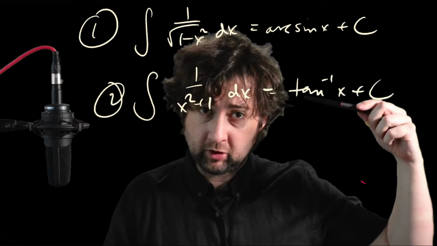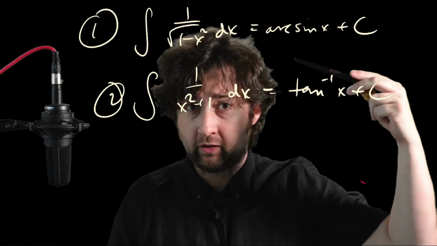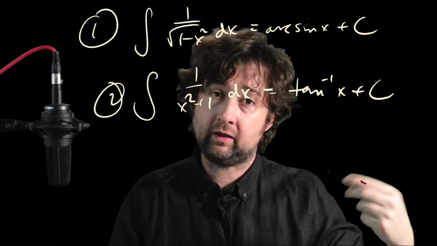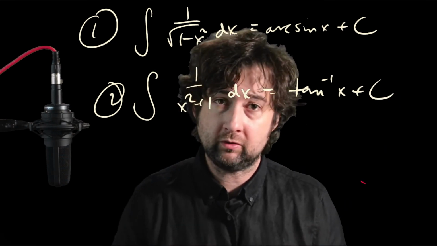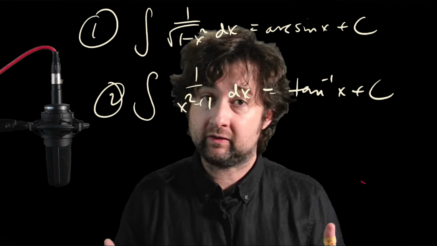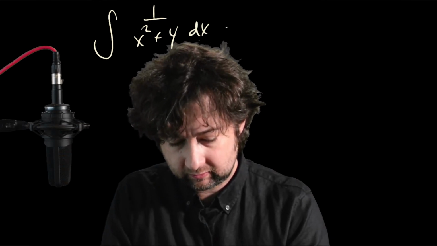Now I'm doing this on purpose, mixing the notations here, the arc notation and the inverse notation, to get you used to the idea that these things are equivalent to each other, and that which one we use is really dependent on the practices of the field that we're working in. What is the integral of 1 over x squared plus 4 dx?